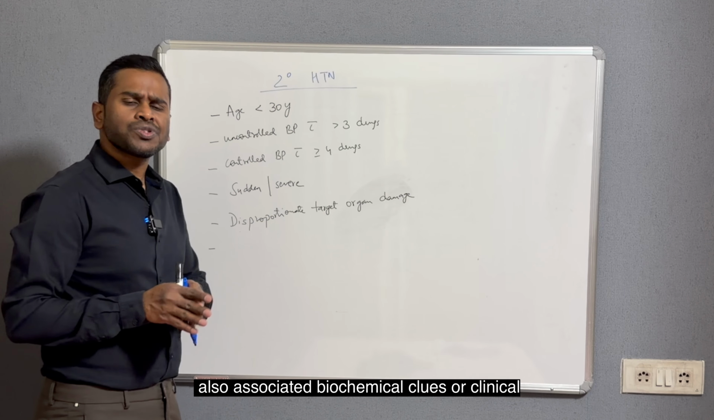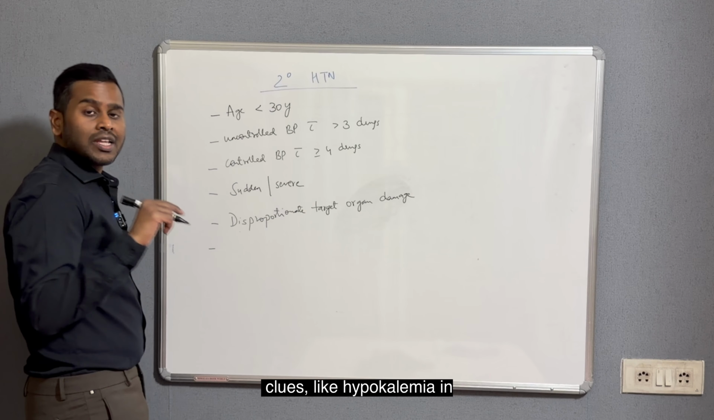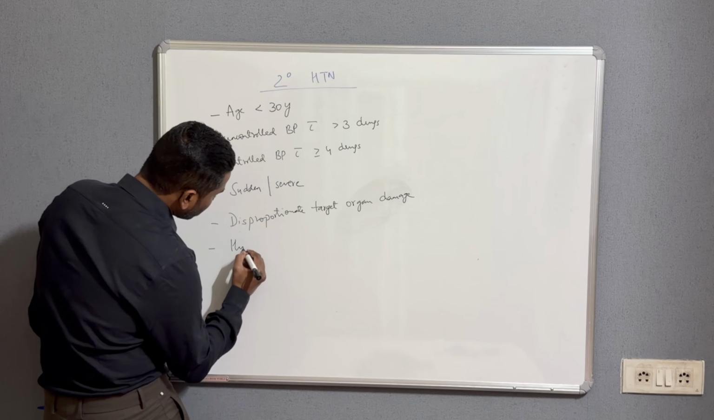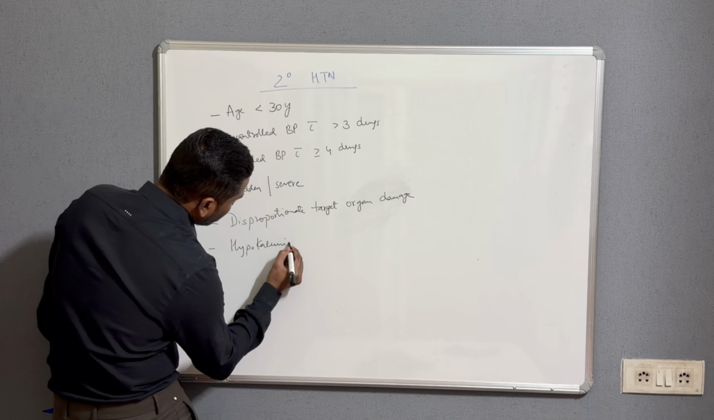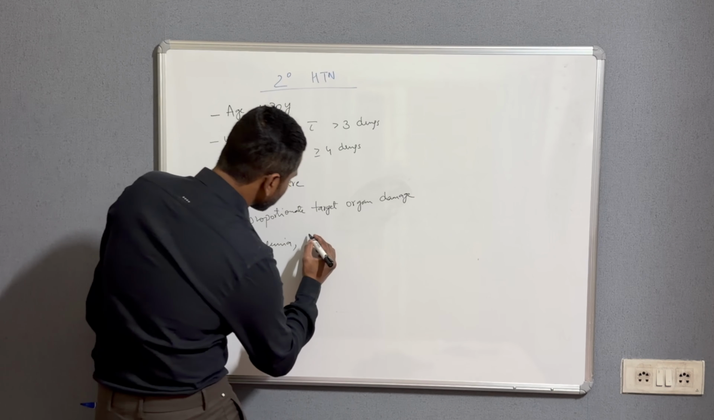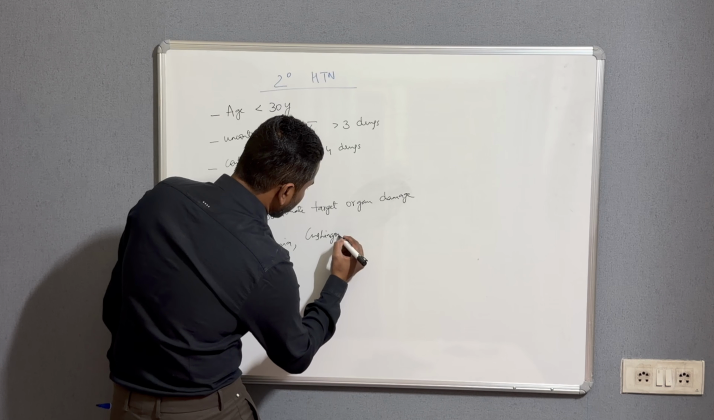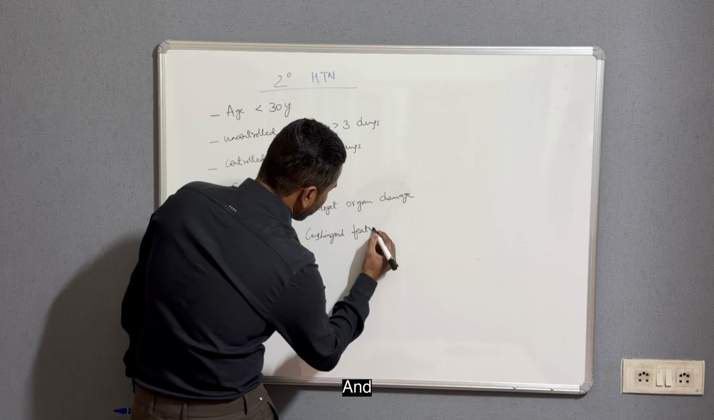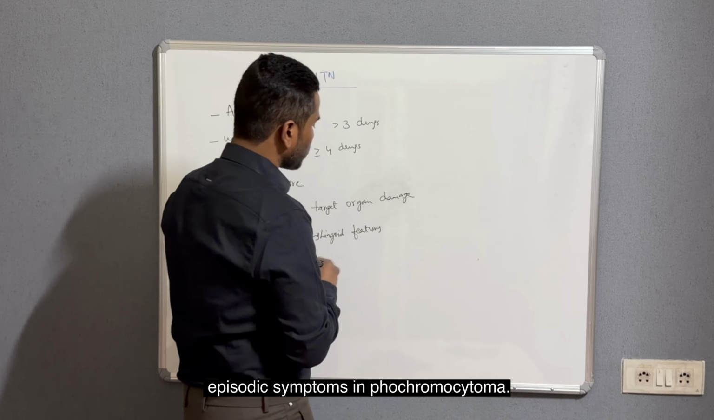And also associated biochemical or clinical clues like hypokalemia in primary aldosteronism, Cushingoid features in Cushing disease, and episodic symptoms in pheochromocytoma.